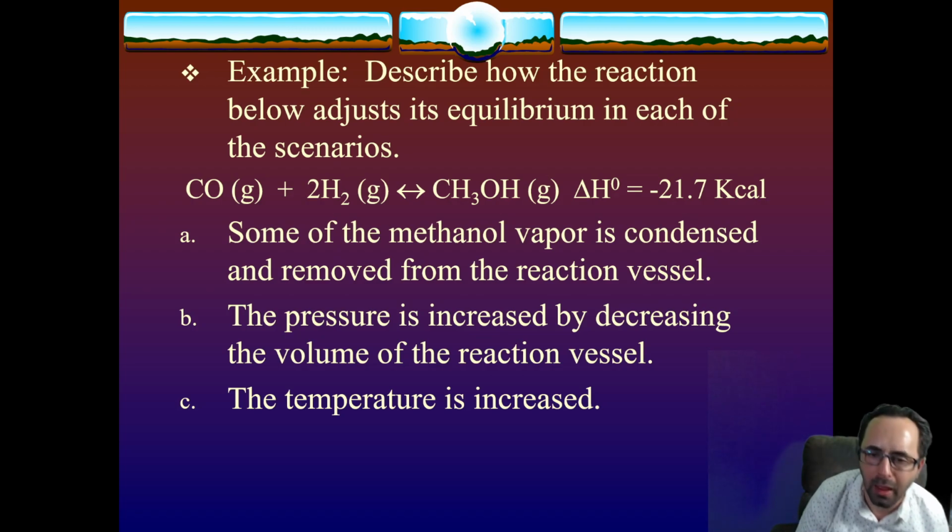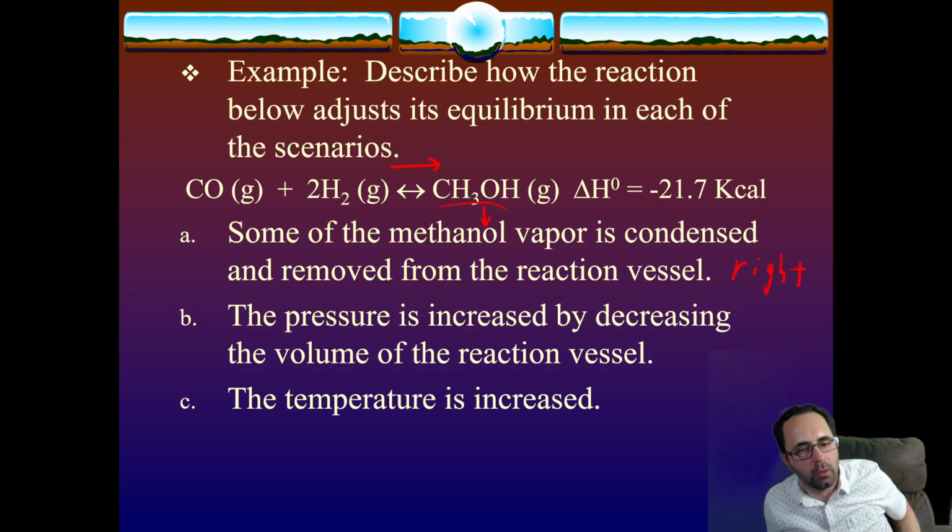Here we say some methanol vapor is condensed and removed from the reaction vessel. This is the methanol here, CH3OH. So if we condense this and remove the methanol, the reaction will have to shift to the right to replace the methanol that was removed. So this change will shift the equilibrium to the right.